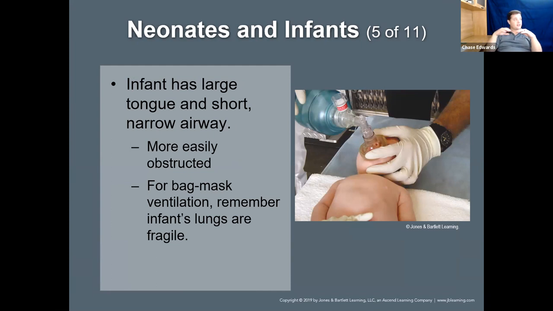So an infant has a proportionally large tongue and a shorter, narrower, less stable airway. All right, so knowing that, whenever we're in this action here, BVMing that patient, in what position do we have their head in? Does anybody remember?